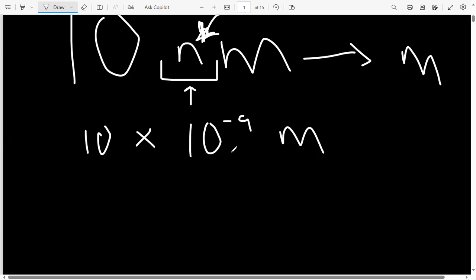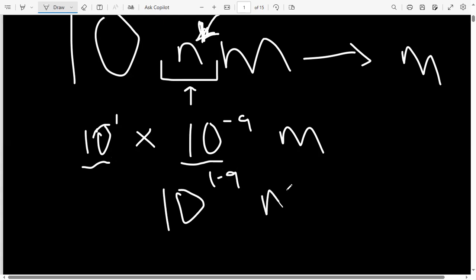And we know that this one, if we're using some concept of radicals, has the same base as this. So what happens when you're multiplying the same base? You add the powers, right? If this is 10, it means it's raised to the power 1. So 10 and 10 are the same base, and then we add their powers. So 1 plus -9, which is the same as 1 minus 9 meters.